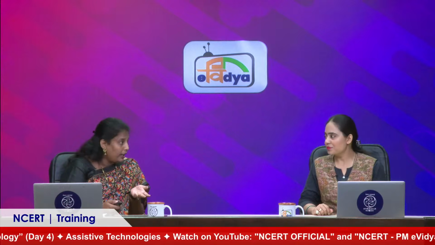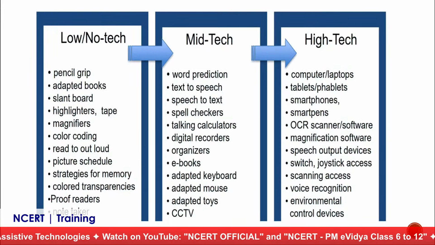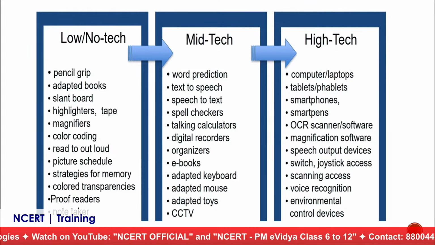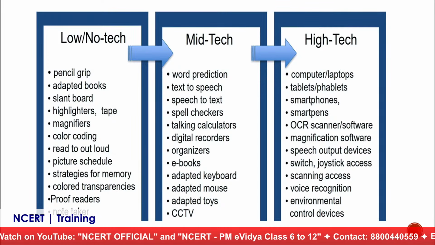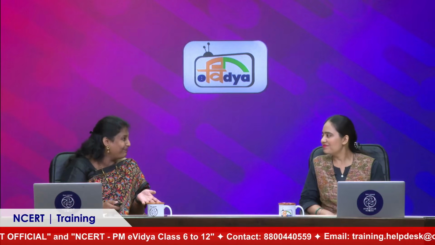They can use adapted books. Then color codings are used. Then a lot of highlighters are used. Picture cards are used. Schedules are used, especially for children with intellectual disabilities. These all fall under the low tech, which are most frequently used, like you use every day in the classroom.